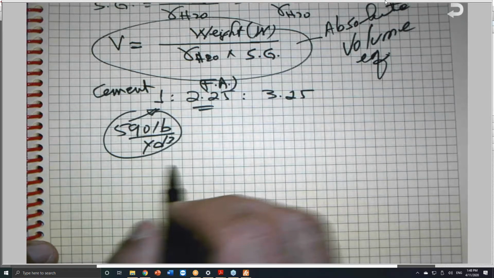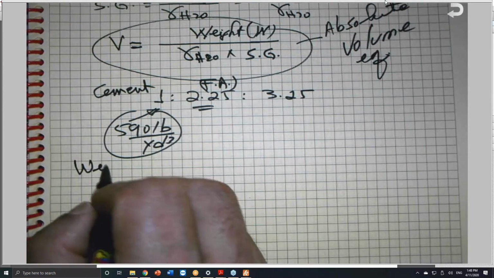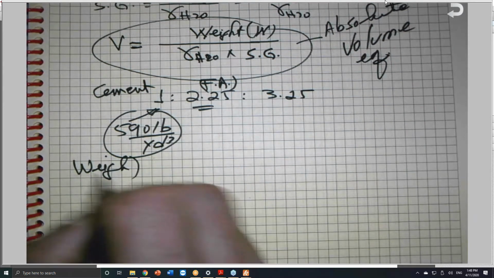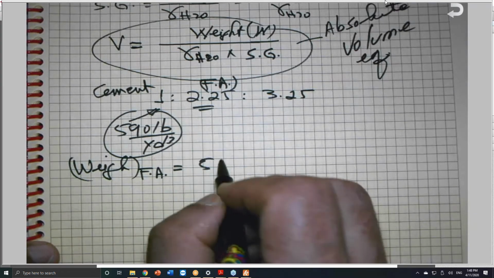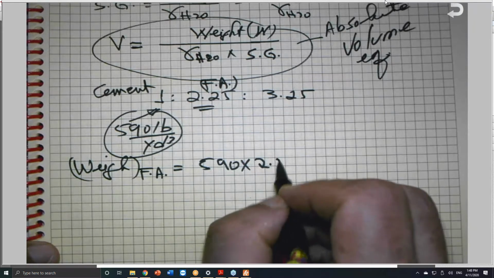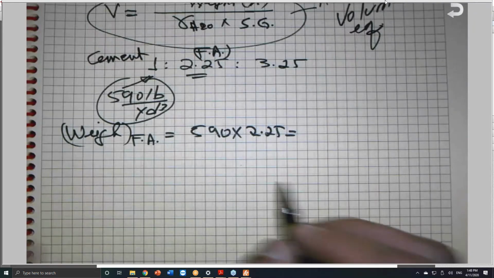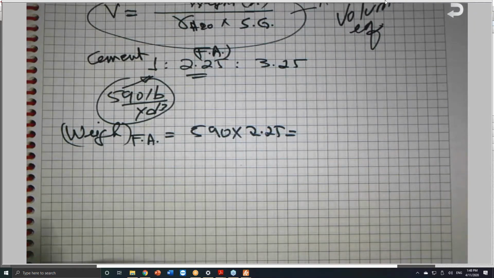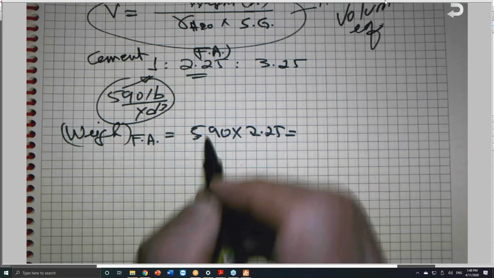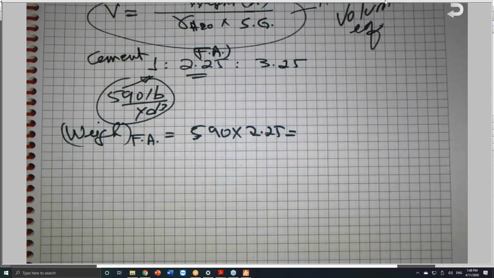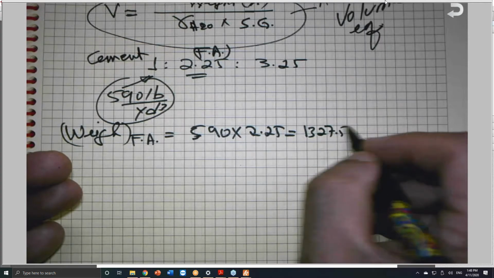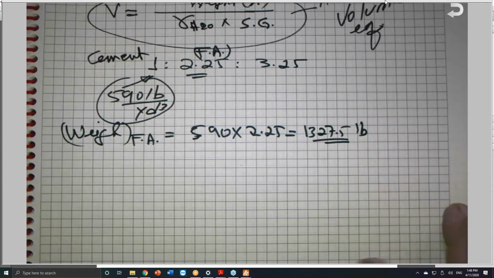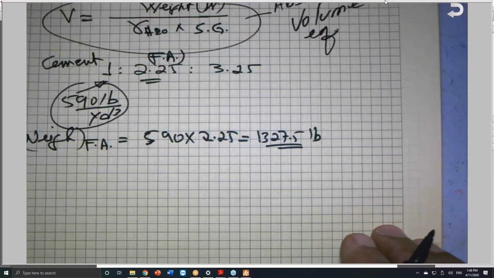Yes. I say the weight of the fine aggregate is equal to what? It is equal to 590 times 2.25. Is this correct? Yes, the ratio. He told me that. So if you multiply the 590 that's given, 590, enter, times 2.25, it is equal to 1327.5 pounds. This is the weight.